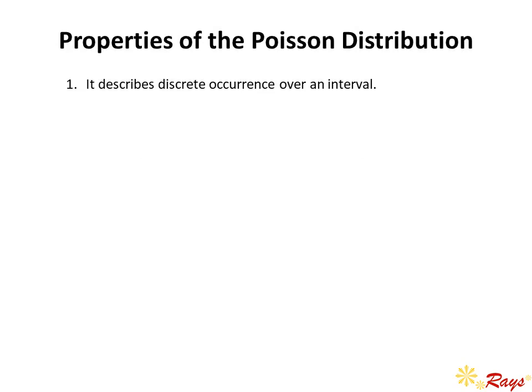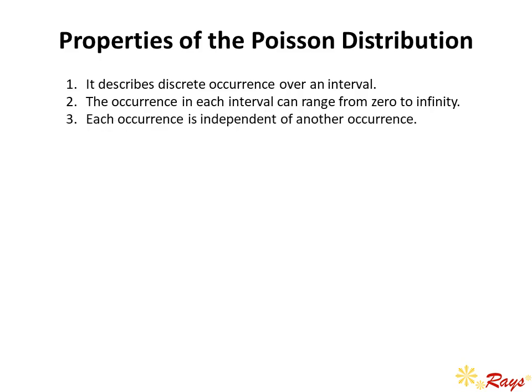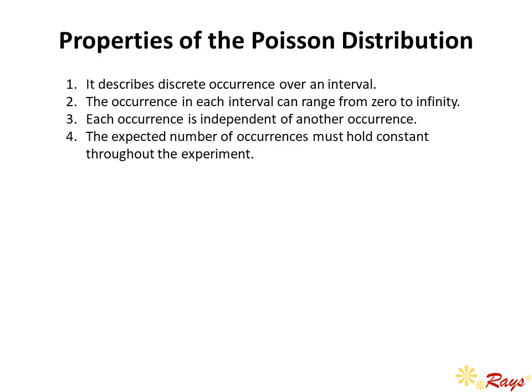Number 1. It describes discrete or individual occurrence over an interval. Number 2. The occurrence in each interval can range from 0 to infinity, meaning there is no limit to it. Number 3. Each occurrence is independent of one another and not related to each other. Number 4. The expected number of occurrences must hold constant throughout the experiment.